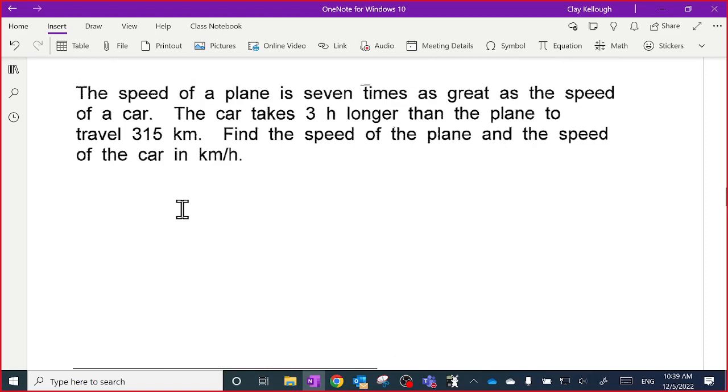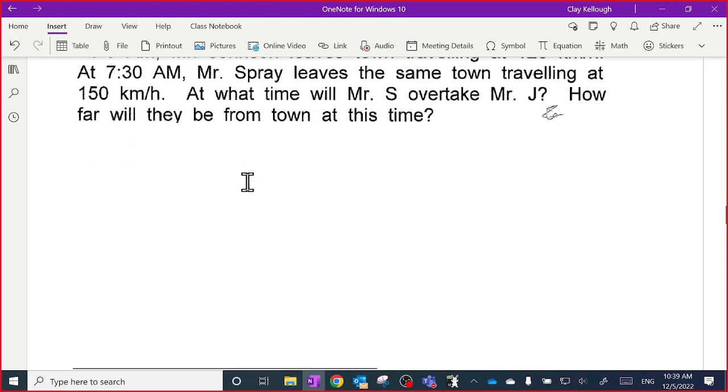Actually, you know what? I'm looking at this one. I don't know if I like this one better or not. Let's see. You can do that one. That one's just like the first one. This one's a little different.